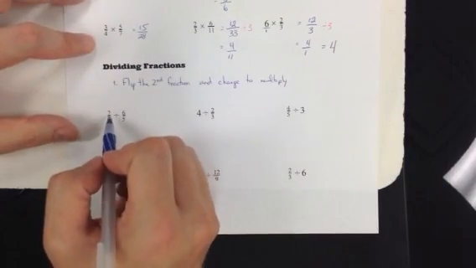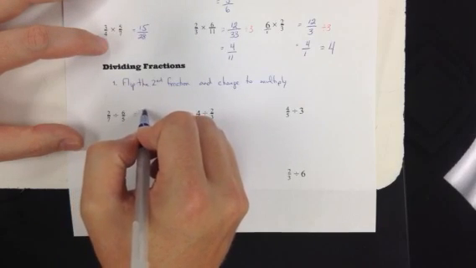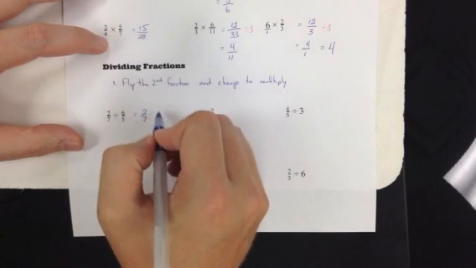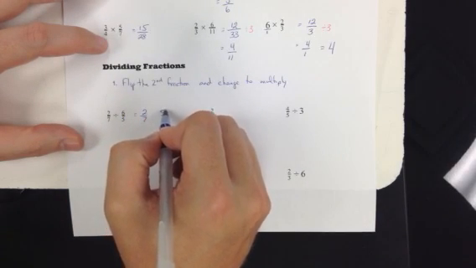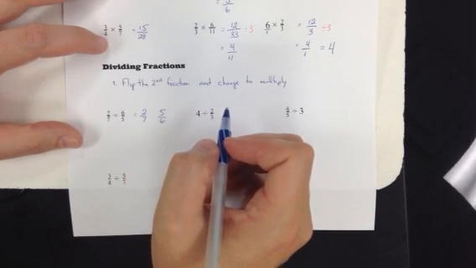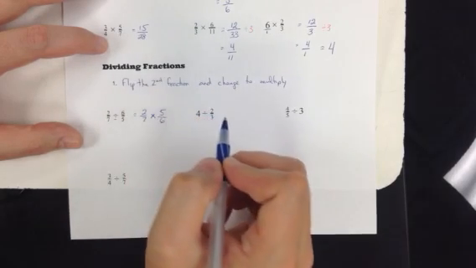So if I look at this 2 over 7 divided by 6 over 5, I'm going to take that second fraction, 6 over 5, and I'm going to flip it. I'm going to change it to 5 over 6, and it's going to reverse the two numbers. And then I'm going to take that divide and change it to a multiply.